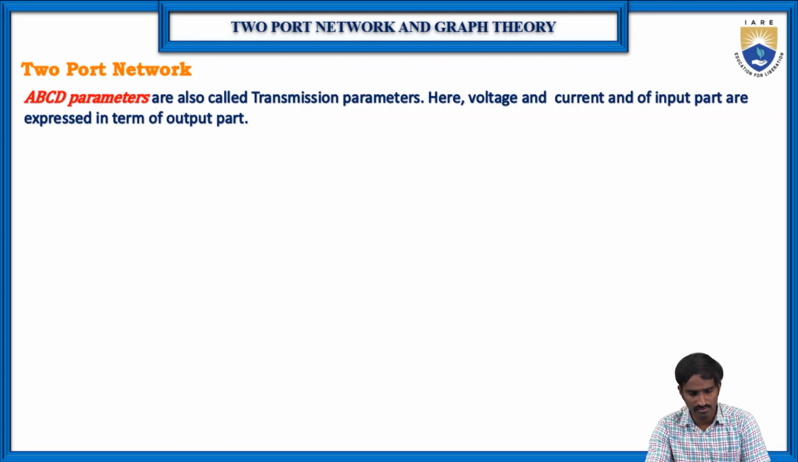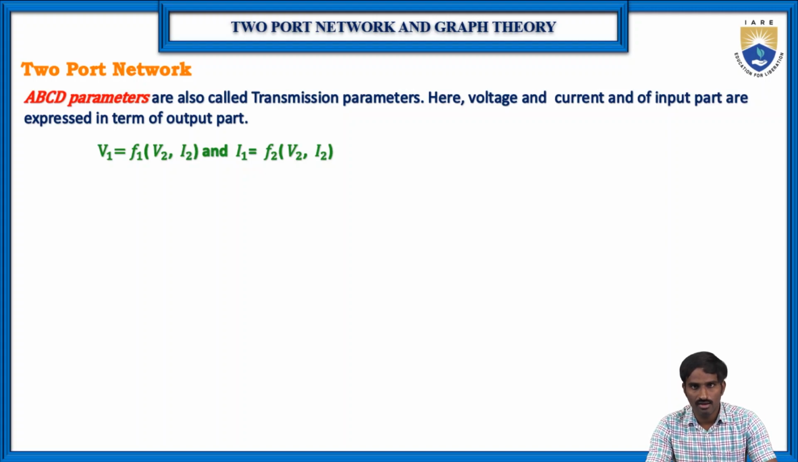But here, as you can see, only the input side parameters, that is V1 and I1. Just try to compare with the others. In the case of impedance parameters, the voltages are functions of the currents, which means V1 is a function of I1 and I2, and V2 is also a function of I1 and I2. When coming to the admittance parameters, which are the Y parameters, the currents are functions of the voltages, which means I1 is a function of V1 and V2, and I2 is a function of V1 and V2.